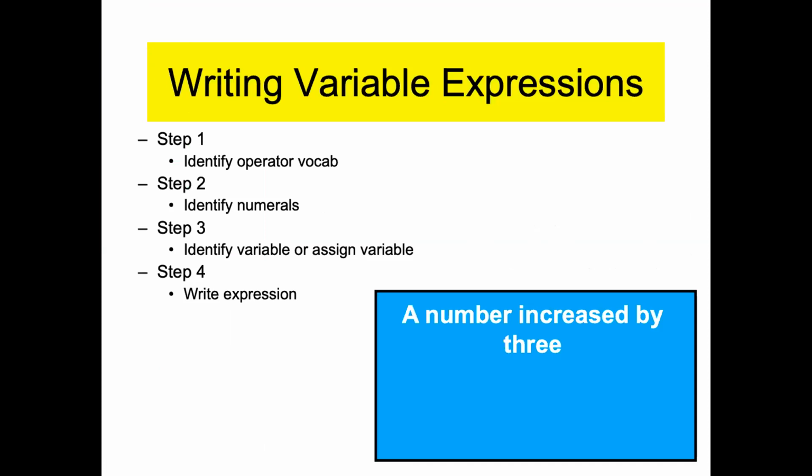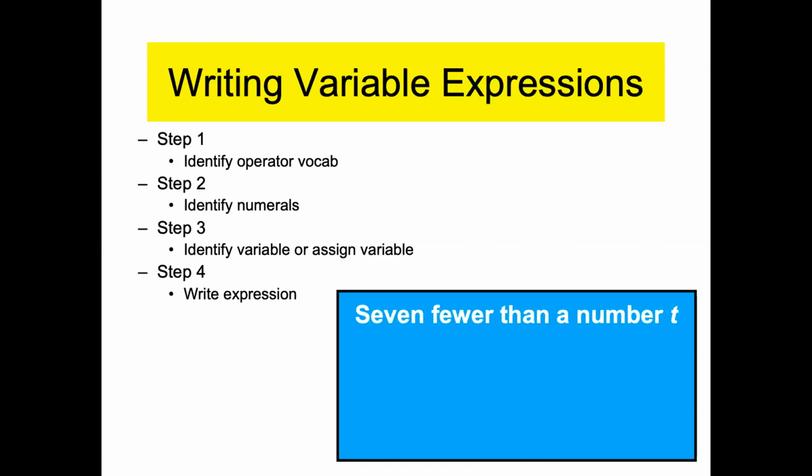Okay. And then I showed you some examples, blue box right here. So a number increased by 3. A number, well, I don't know what the number is, so I got to use a variable. Increased by 3 means plus 3. I pick a variable, x plus 3. A bit more challenging one: 7 fewer. I said if there's one that you will get wrong, it will always be subtraction.